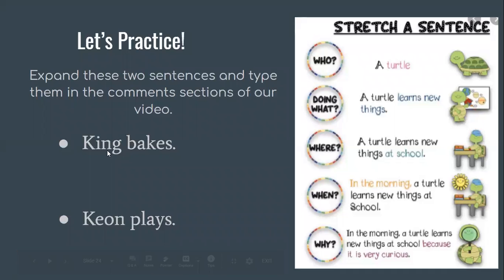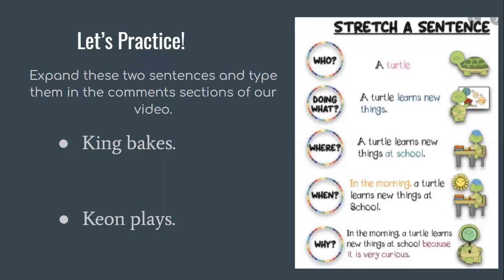Who is King in this one, and who is Keon in this one? What are they doing? What is King doing? He's baking. What is Keon doing? He's playing. But we don't know where King bakes or where Keon plays. We don't know when King bakes, and we don't know when Keon plays. We don't know why King bakes, and we don't know why Keon plays.